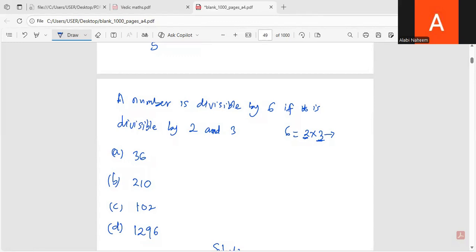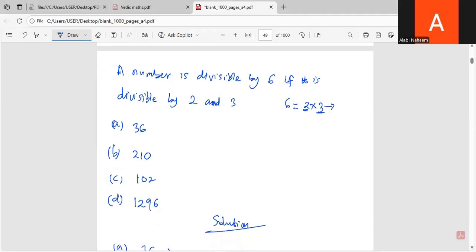The rule goes thus. A number is divisible by 6 if it is divisible by 2 and 3. That's because 6 equals 2 times 3. So once the number is divisible by 2 and also by 3, we can conclude that it is divisible by 6. So we have some examples here.